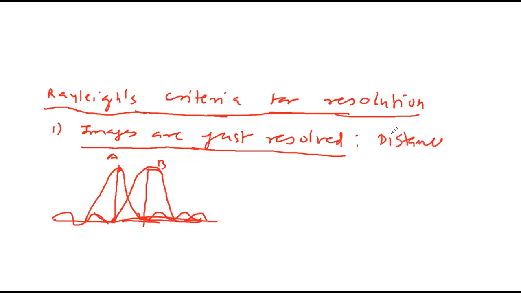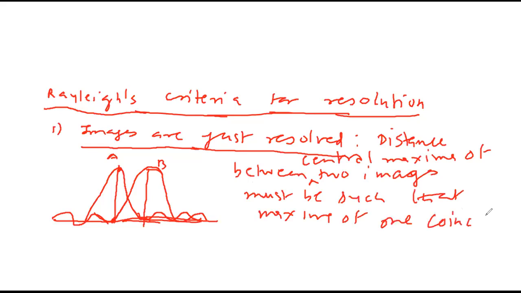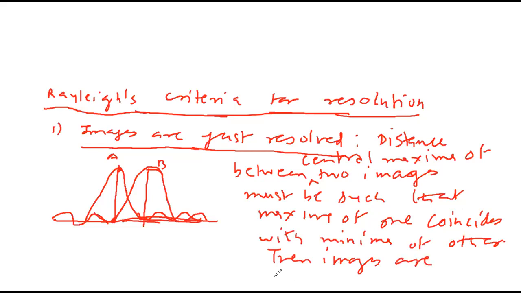Distance between two images, distance between central maxima of two images must be such that maxima of one coincides with minima of other, then images are just resolved. So write this condition and draw the diagram.